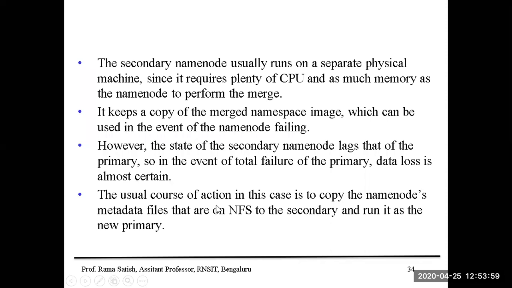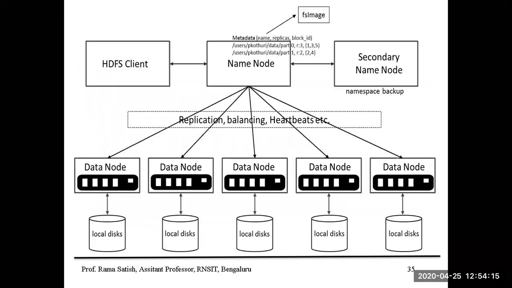The usual course of action in this case is to copy the name node's metadata files from the NFS, the network file system, to the secondary name node and run it as the new primary name node. So that's how it is done.